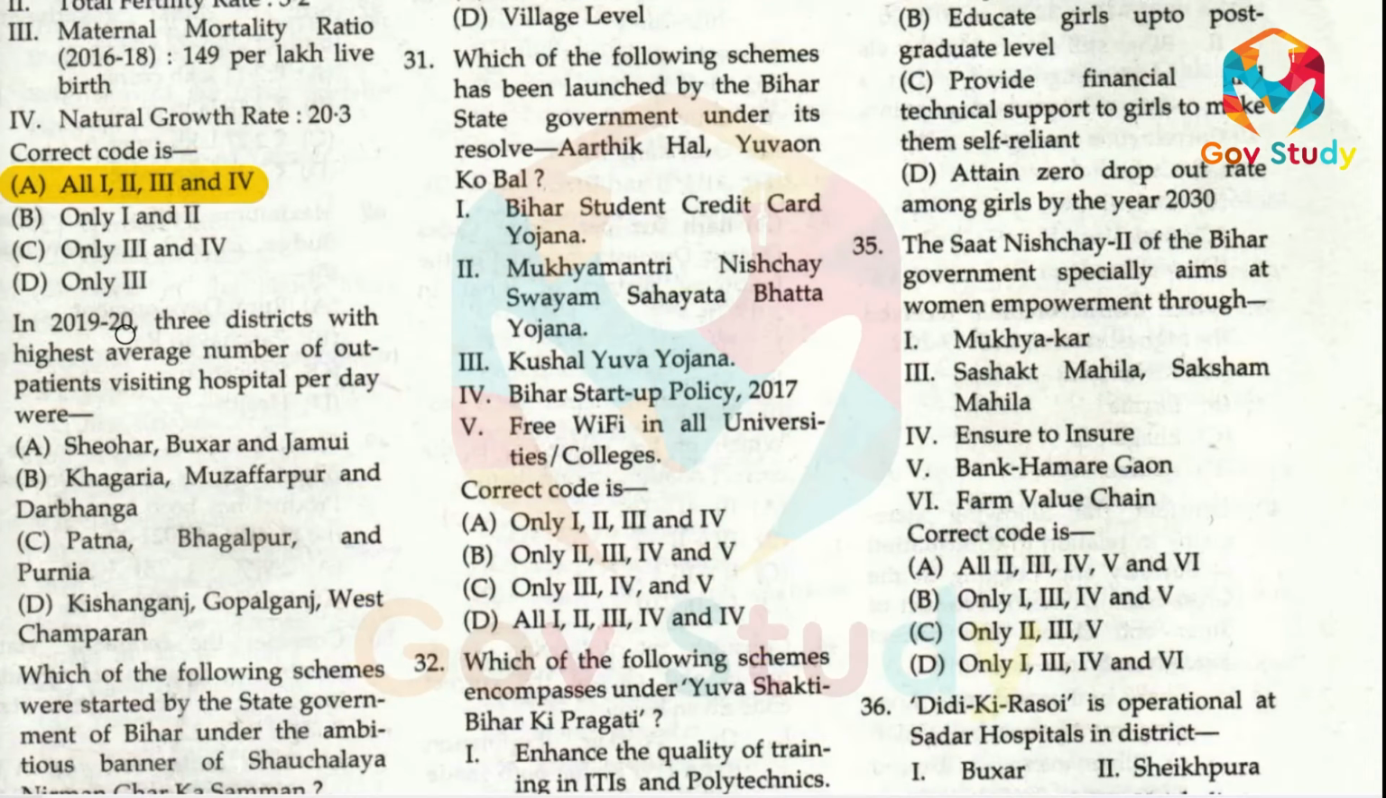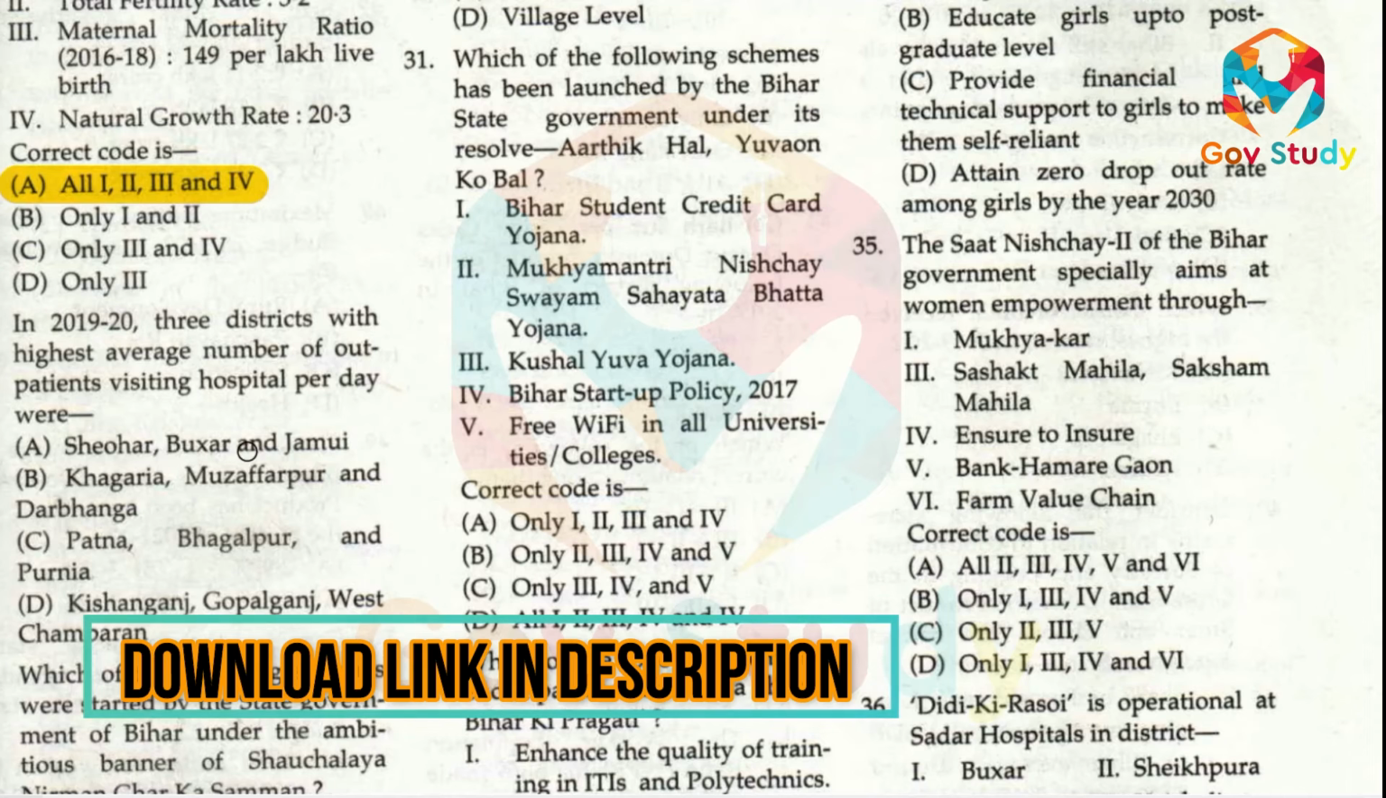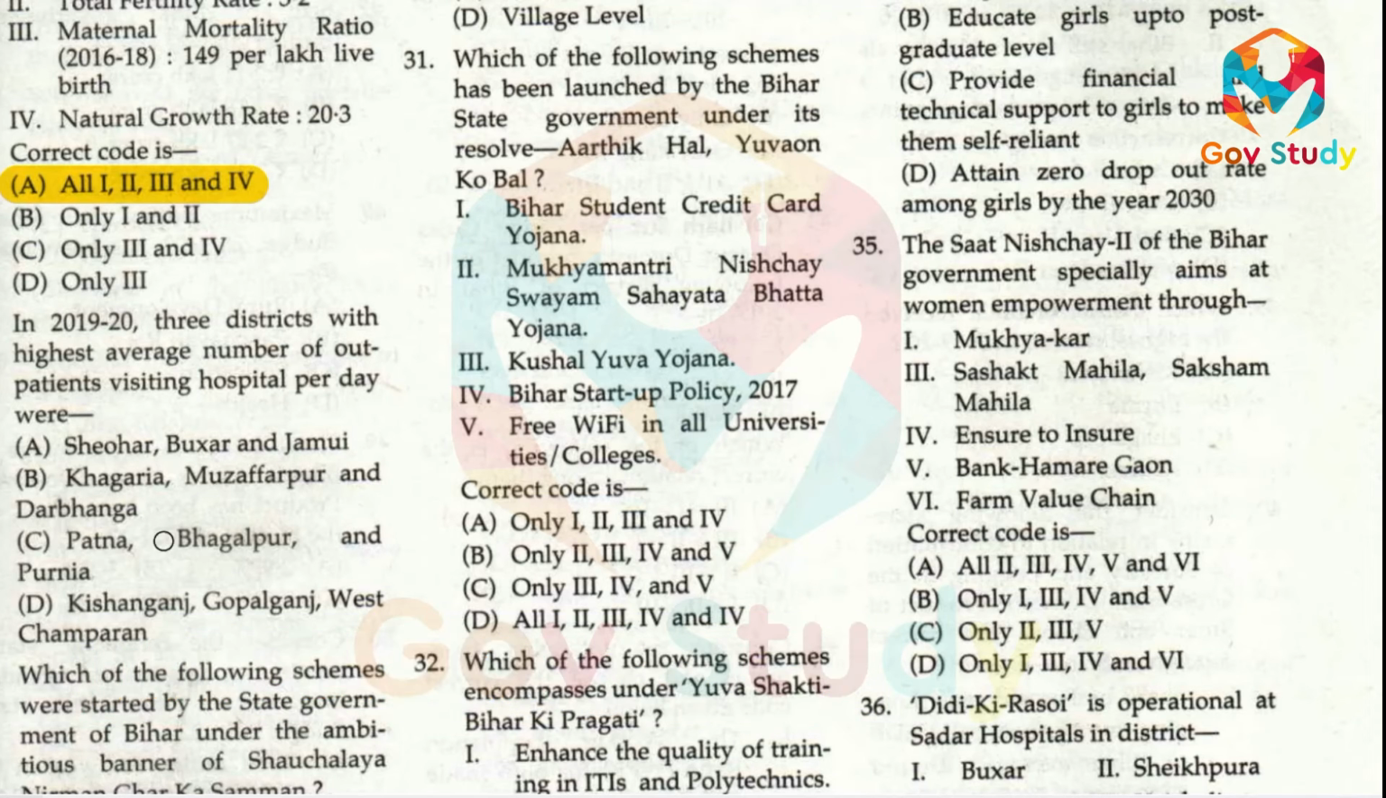Next question. In 2019-20, three districts with highest average number of outpatients visiting hospital per day were Siwan, Buxar and? Jamui, Khagaria, Muzaffarpur and Darbhanga, Patna, Bhagalpur and Purnia, Kishanganj, Gopalganj or West Champaran. Correct answer is B, Khagaria, Muzaffarpur and Darbhanga.